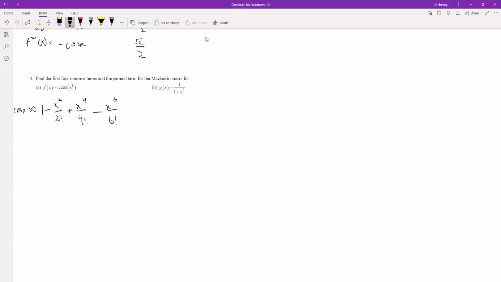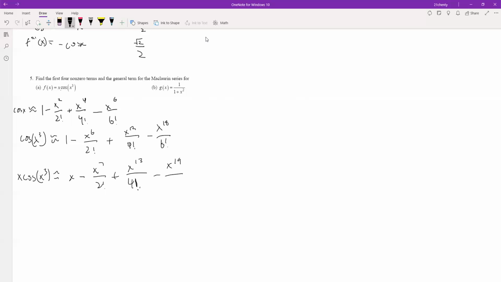So approximately equals that. Now when we want to look at cosine of x cubed, we can just plug in x cubed everywhere there's an x. So that becomes 1 minus x cubed squared, or x to the 6th over 2 factorial, plus x cubed to the 4th, or x to the 12th, over 4 factorial, and then minus x cubed to the 6th, or x to the 18th, over 6 factorial. And now we're multiplying by x. So we just multiply by x: x minus x to the 7th over 2 factorial, plus x to the 13th over 4 factorial, minus x to the 19th over 6 factorial.